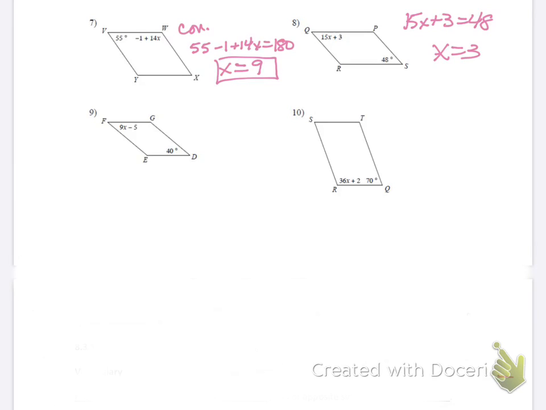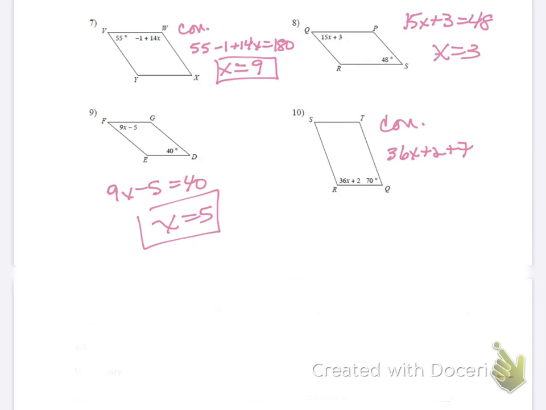Okay, here's more opposite angles. Set them equal and solve. You should be getting x is 5. And the last one, they are consecutive. Okay, so don't set them equal. Instead, add them together because they will sum to 180, and you should be getting 3.